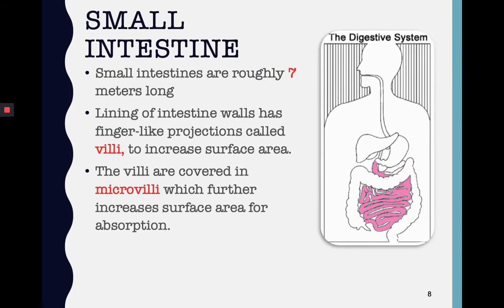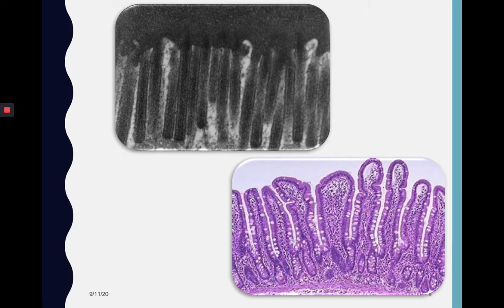As you see here, the small intestine. The small intestine is roughly 7 meters long, and it's full of villi that increase the surface area. But being 7 meters long is not enough for all the food to be digested. The small intestine is the main part of the digestive system because the majority of digestive processes go on here. In order to increase the surface area and the absorption of the digested food, the villi help inside the small intestine. The villi are covered with microvilli, which further increase the surface area for absorption. As you see, villi are like this.